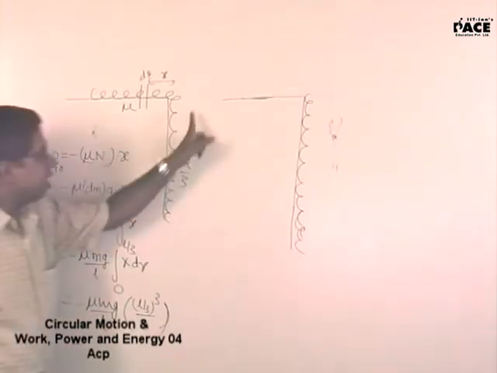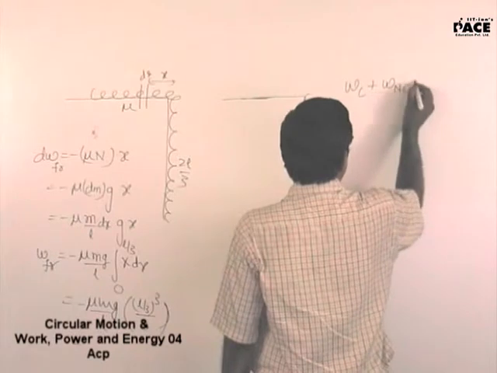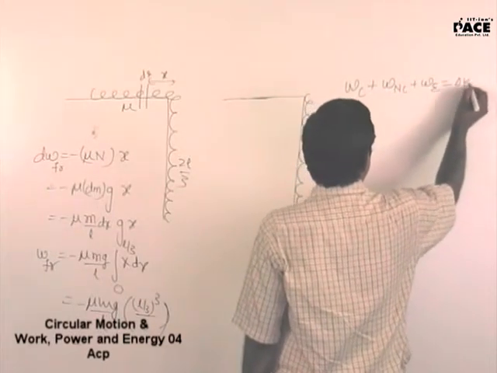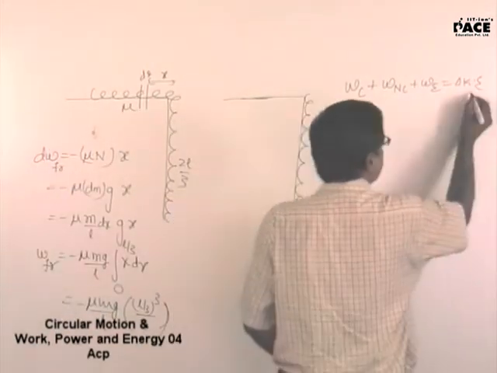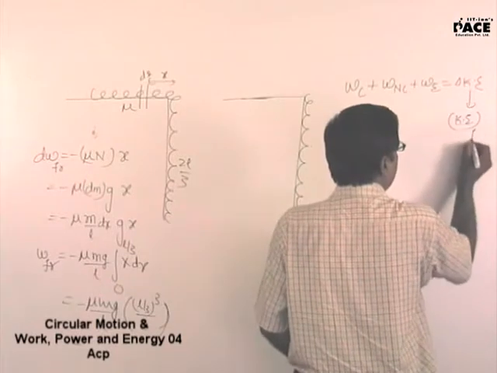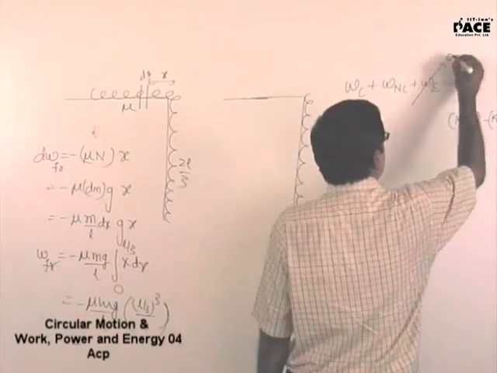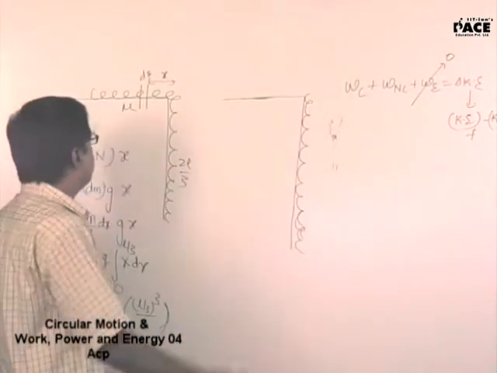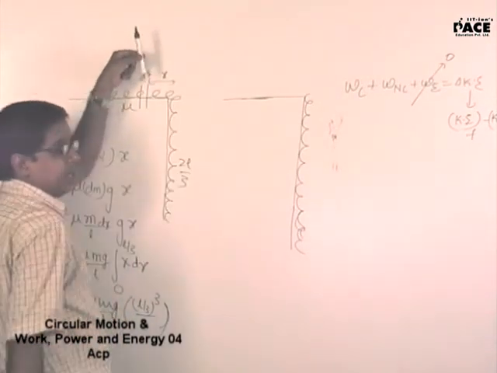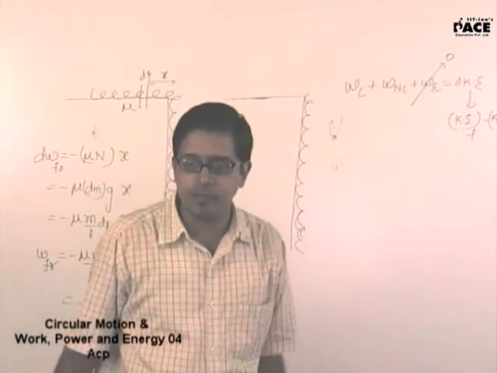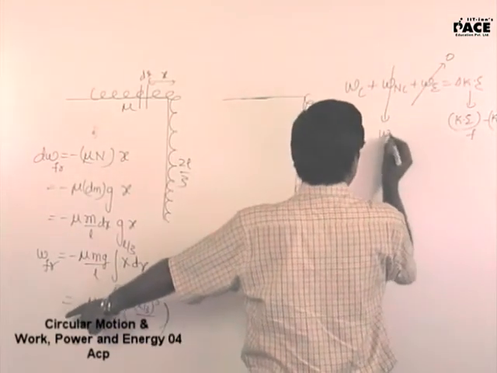Now if you ask me the net total kinetic energy here, I will write work done by conservative plus work done by non-conservative plus work done by external force is the change in kinetic energy. Initial kinetic energy is 0. So it is kinetic energy final minus kinetic energy initial. There is no work done by external force. The only external force is the normal force in the upward direction. Displacement is perpendicular to it, so work done by the normal force is 0. Work done by non-conservative force is the work done by friction.